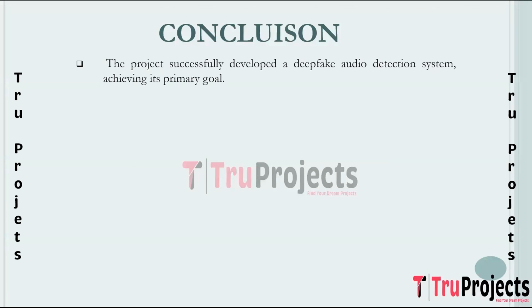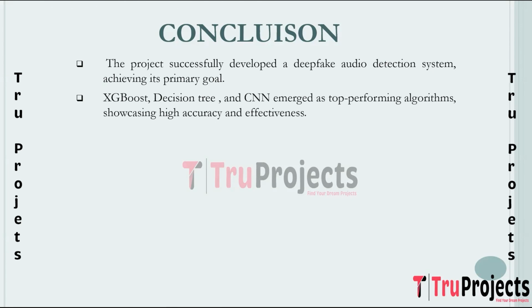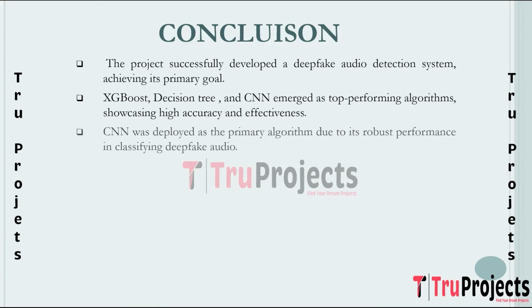The conclusion of the project is that the project effectively detects deepfake audio, meeting its primary goal through the application of machine learning and deep learning techniques. XGBoost, Decision Tree, and CNN demonstrate strong performance, showcasing high accuracy, precision, recall, and F1 scores. The optimized CNN algorithm is chosen for its ability to handle high-dimensional data and provide robust predictions, contributing significantly to the detection system's effectiveness.